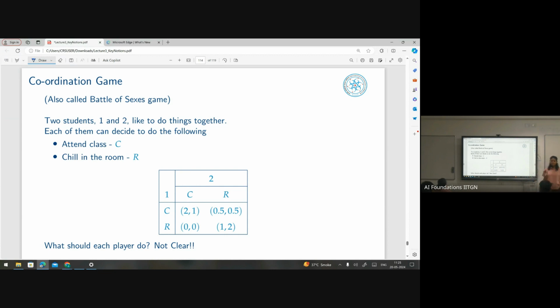What I'm trying to say is that there is no easy way of figuring out what you should do. In the previous prisoner's dilemma case, no matter what the other person did, I had a dominant strategy, a strategy that I should play irrespective of what the other is doing, and that was the same for both agents. But in this case, I do not have a dominant strategy. It depends on what the other is doing, what I should do.